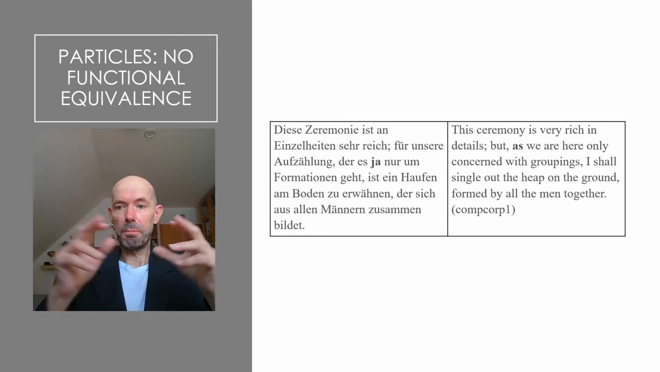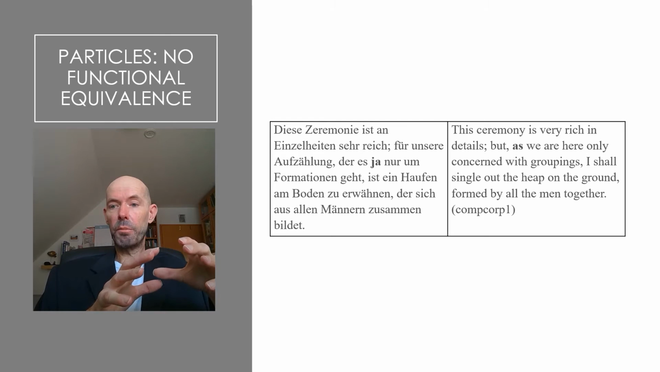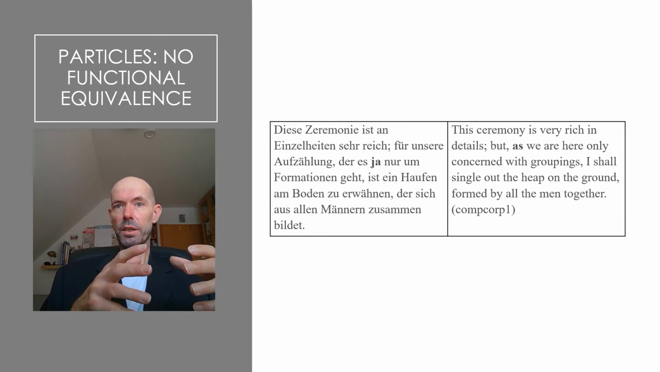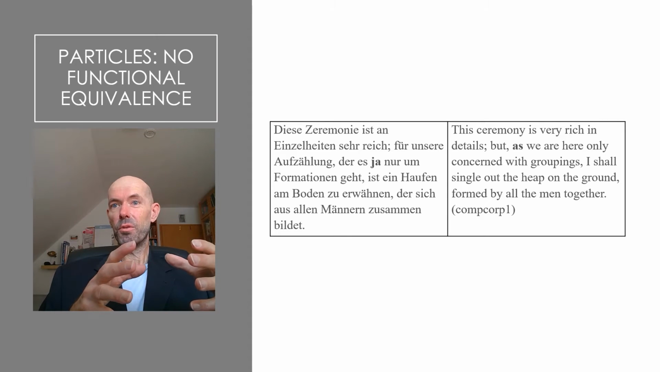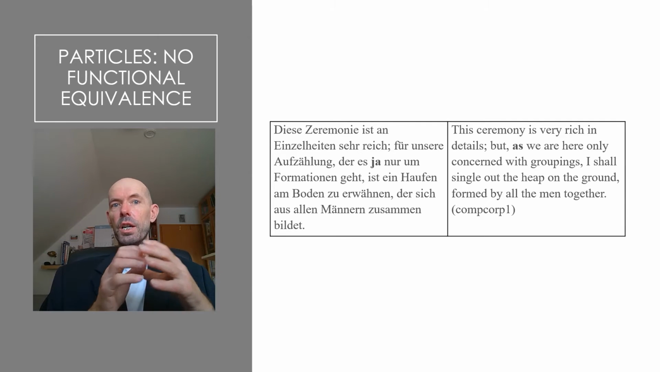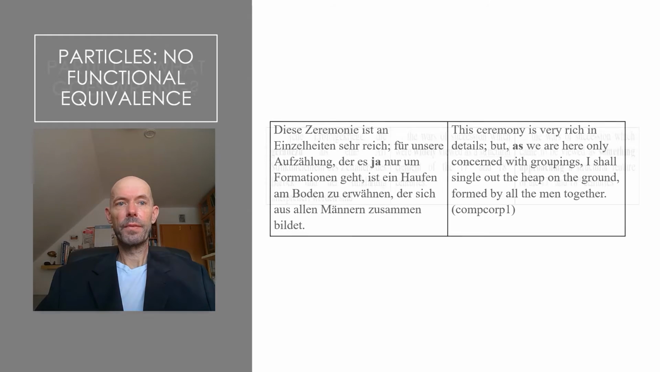So if we oversimplify somewhat, we might say that ja has no meaning at all. It must be read as a metalinguistic instruction to the reader as to the informational status of the propositional phrase. So what we're saying really is, as you know, I've already pointed out that our listing confines itself to groupings. So there's no functional equivalence between the two marker words, although the rendition of ja by as is intuitively satisfactory.